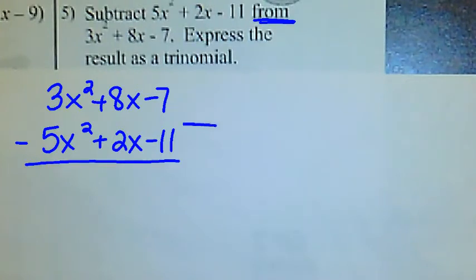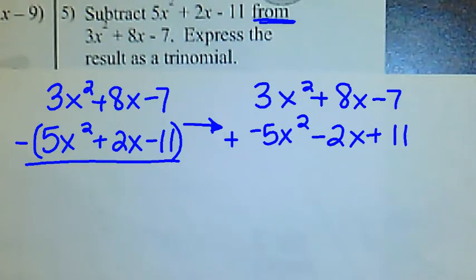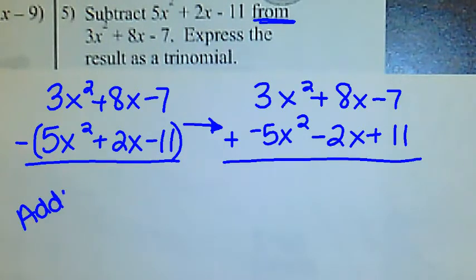Alright, I actually like to rewrite this before you do anything, because really this negative is being distributed to this whole entire thing. So this is actually 3x squared plus 8x minus 7, and then I'm going to change it to kind of an addition problem. So I'm adding negative 5x squared minus 2x and then a positive 11. Remember, this is adding the opposite. And we talked about this earlier in the year.